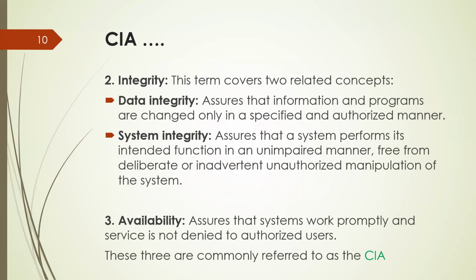Integrity is equally defined two ways: data integrity and system integrity. Data integrity assures us that information and programs are changed only in a specified and authorized manner. System integrity ensures that the system performs its intended functions in an unimpaired manner, free from any deliberate or inadvertent unauthorized manipulation of the system.